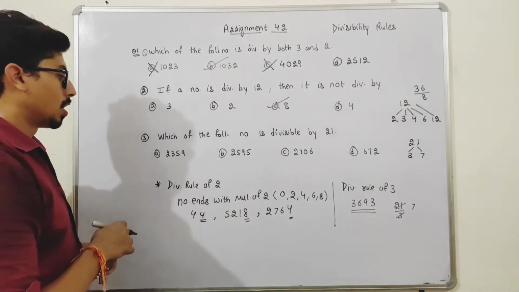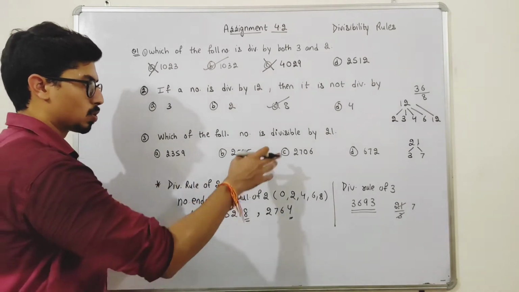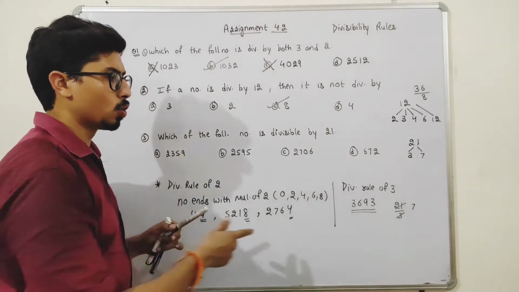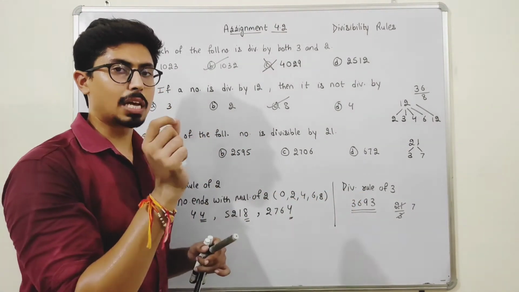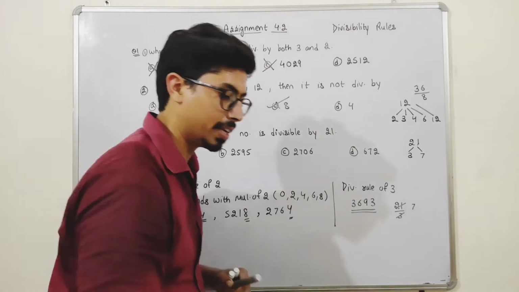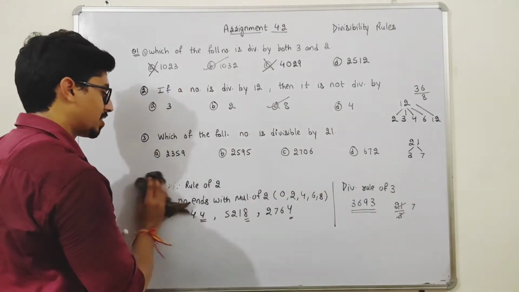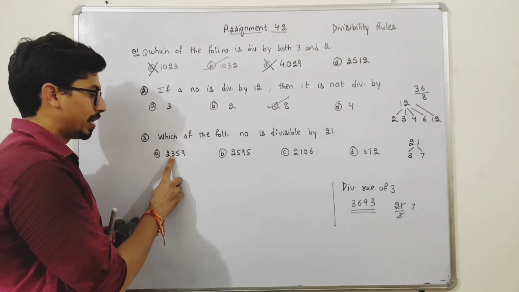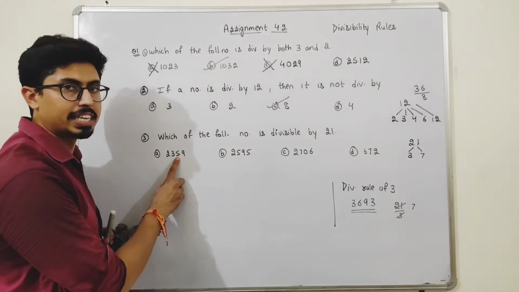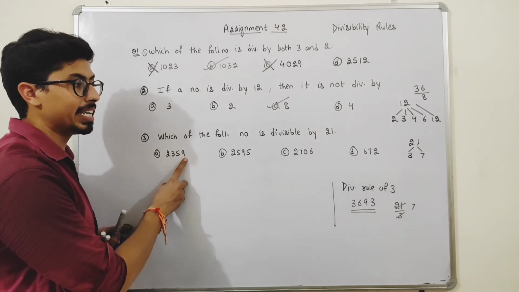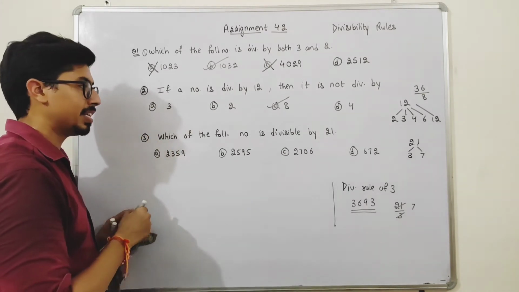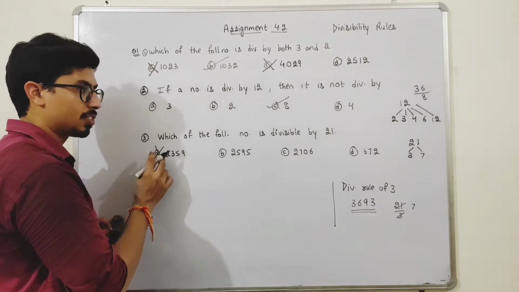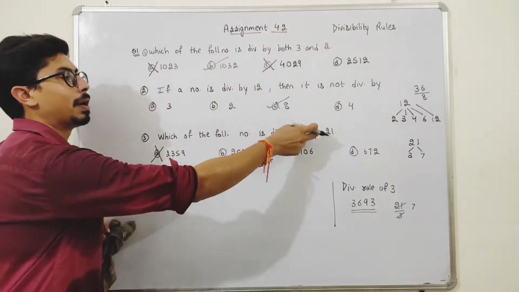Okay. Now just take these numbers, students. The divisibility rule of 3 is that the digit sum should be divisible by 3. So if I take the first number, students, see, 2 and 3 is 5, 5 and 5 is 10, 10 plus 9 is 19, 19 is not divisible by 3. So this number is not divisible by 3, so this number is not divisible by 21.